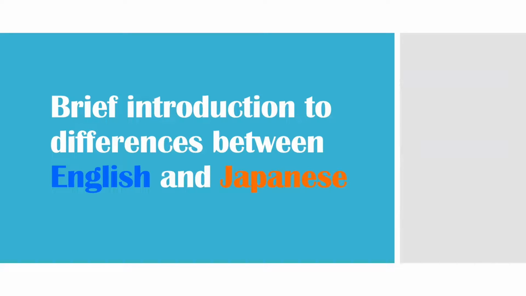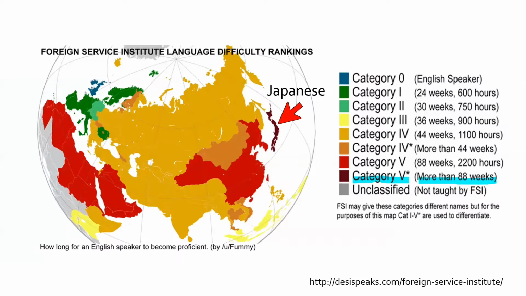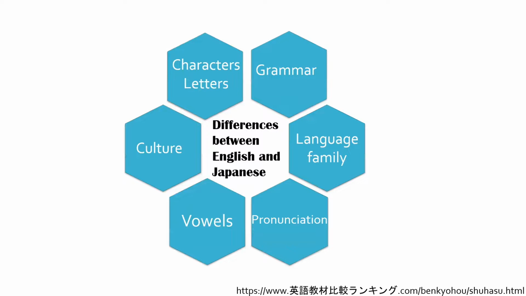Alright? First, I will give you a brief introduction to differences between English and Japanese. Here's a diagram. It shows an indication of how long a native English speaker would need to reach proficiency in a number of different languages. There are 5 categories ranked from easiest to the hardest and classified by different colors. As you can see, Japanese is colored with dark red, which means the hardest language to reach proficiency for native English speakers. So, what makes it hard for native English speakers to learn Japanese?